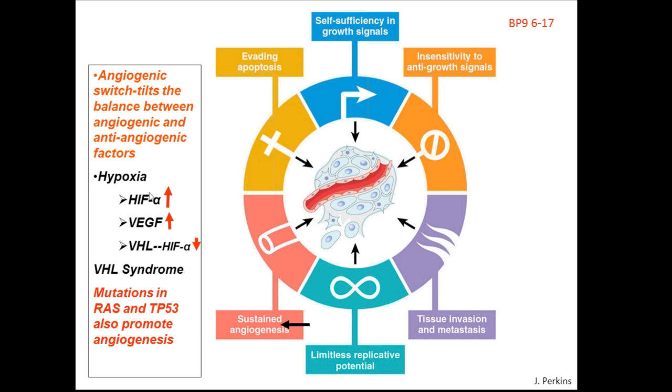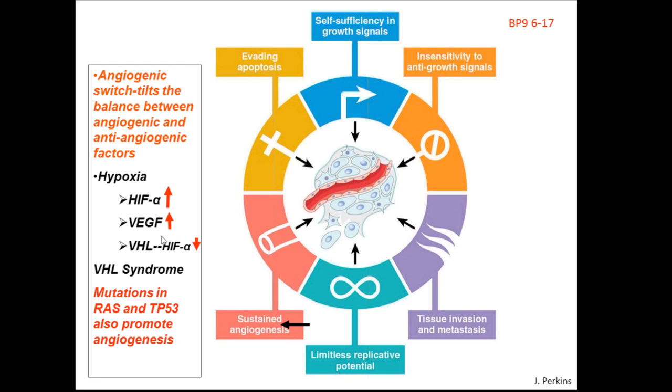Hypoxia upregulates the transcription of a transcription factor called hypoxia-inducible factor alpha. It goes up. Hypoxia-inducible factor alpha has the capability of transcriptionally activating vascular endothelial growth factor, VEGF, which is an angiogenic molecule, which will make new capillaries. Normally, this process is controlled. How is it controlled? A gene called VHL downregulates HIF1 alpha. So HIF1 alpha goes down, VEGF goes down, and the process remains controlled.